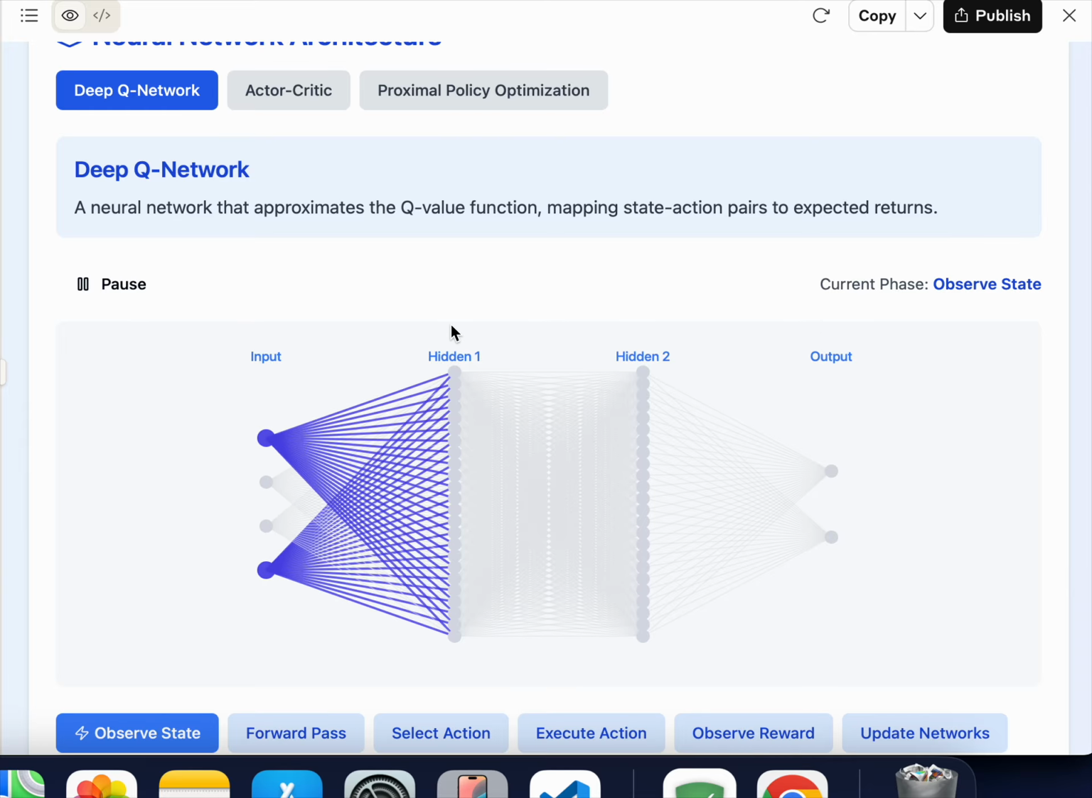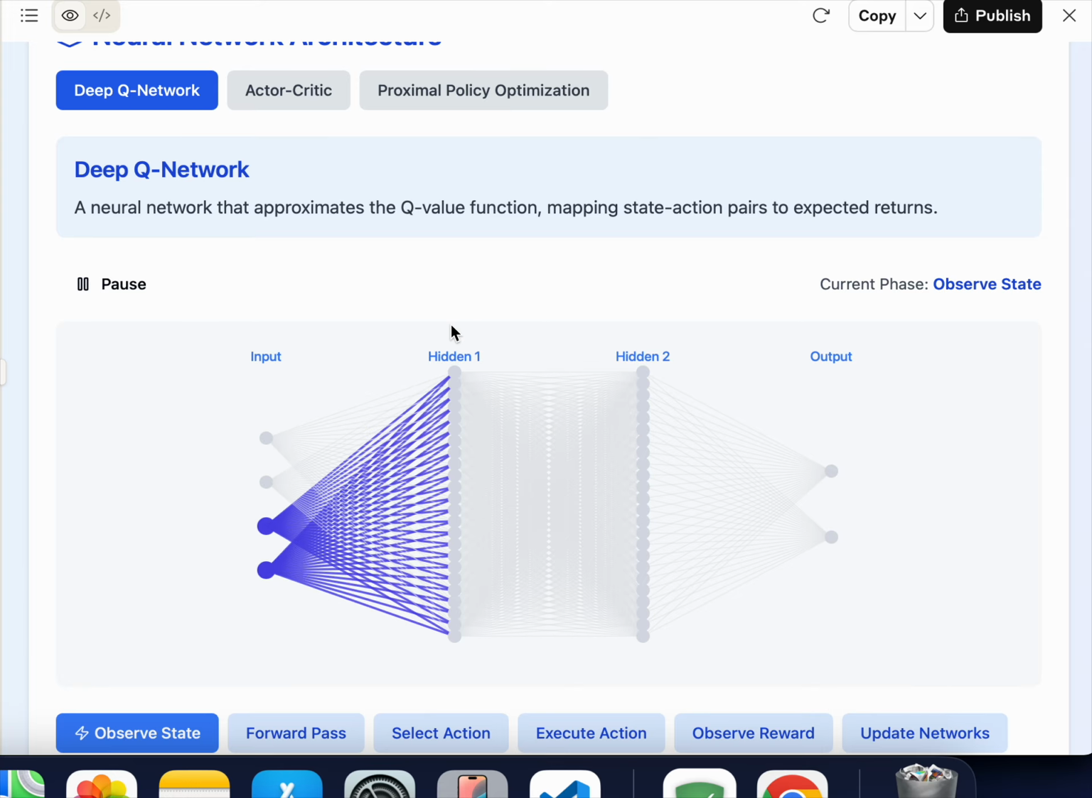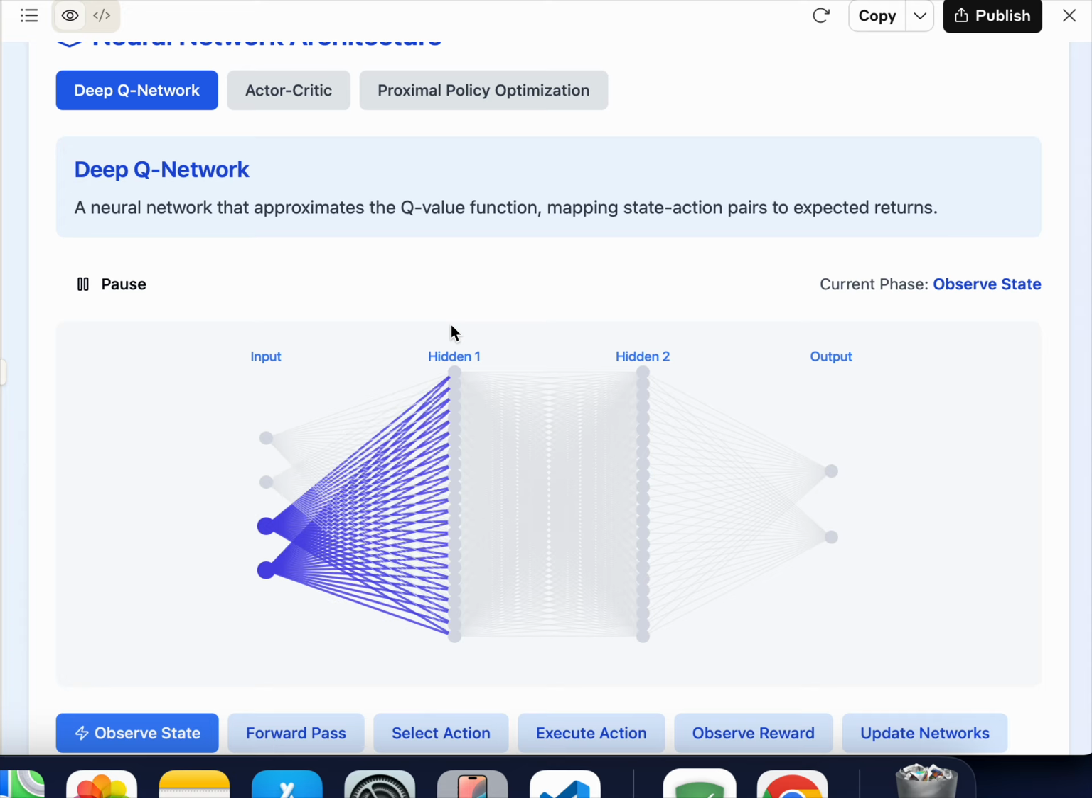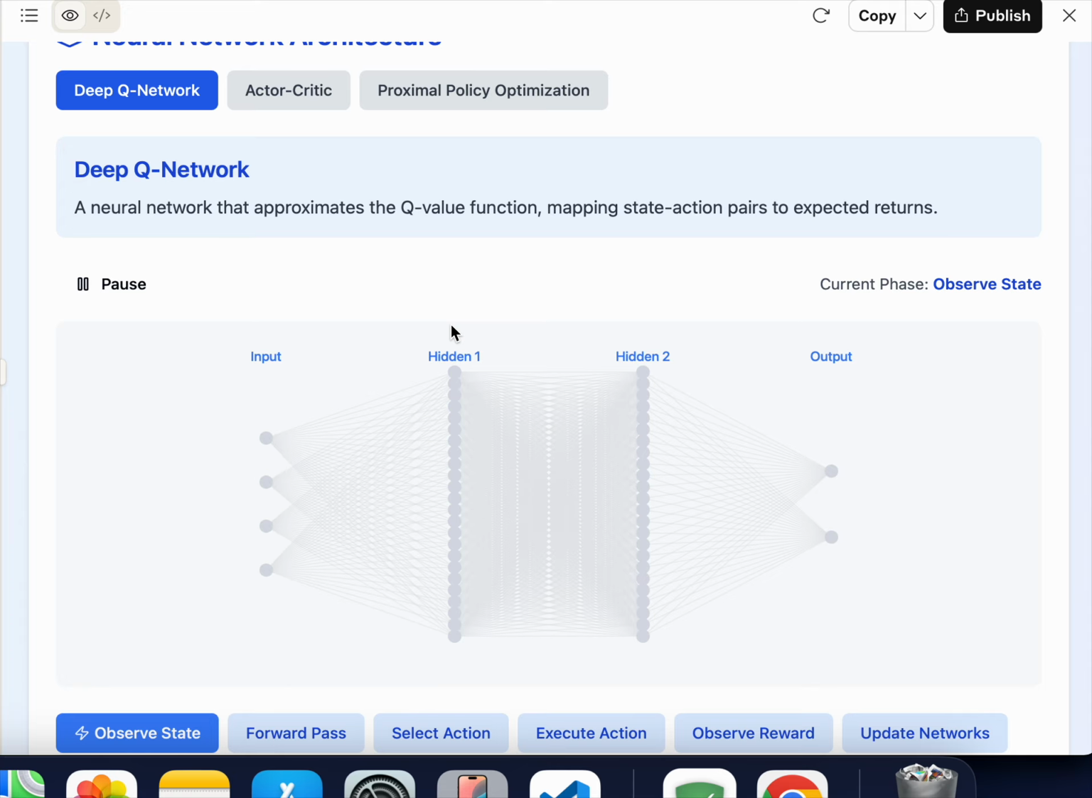So what we are doing here is learning a mapping from states to Q values. During training, the network updates its parameters so that it gets better at predicting the expected return of each action.